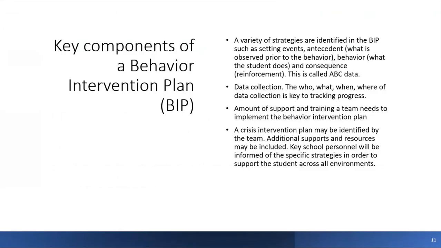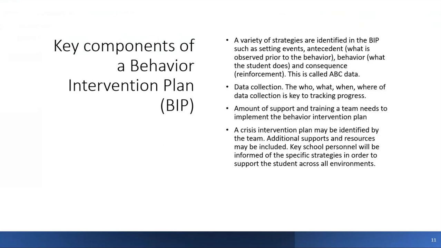Key components of a behavior intervention plan include setting events that show when the behavior is most likely to occur. The plan includes what happens prior to the behavior occurring, which is called the antecedent, then the observed behavior, and what happens after the behavior, or the consequences. This is the ABC data.